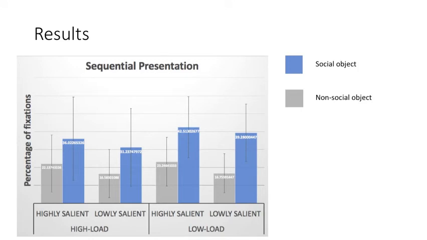So here we are presenting our results. This is from the sequential presentation. On the x-axis, you can see the working memory load as well as the saliency. So we have on one side high load and on the other low load, based on high salient and low salient object. And in the y-axis, we can see the percentage of fixation. Blue represents social object, whereas green represents the non-social object. And this is just for the first experiment, that is the sequential presentation.